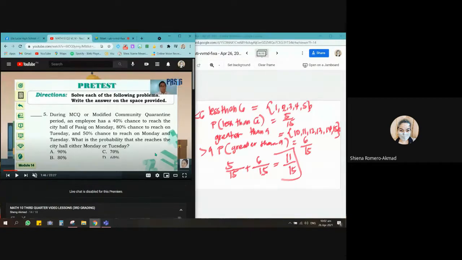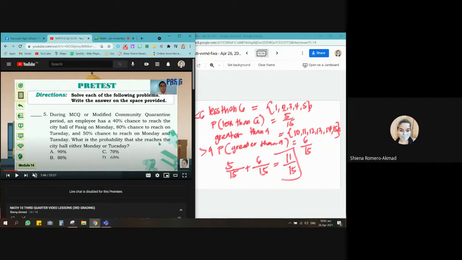During MCQ or Modified Community Quarantine period, an employee has a 40% chance to reach the City Hall of Pasig on Monday, 80% chance to reach on Tuesday, and 50% chance to reach on Monday and Tuesday. What is the probability that she reaches the City Hall either Monday or Tuesday?